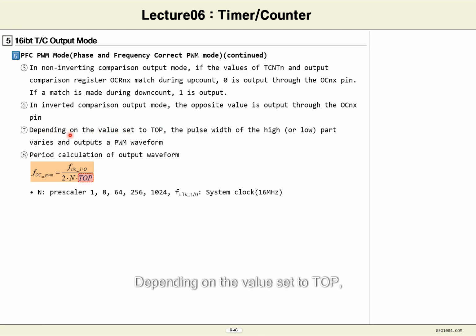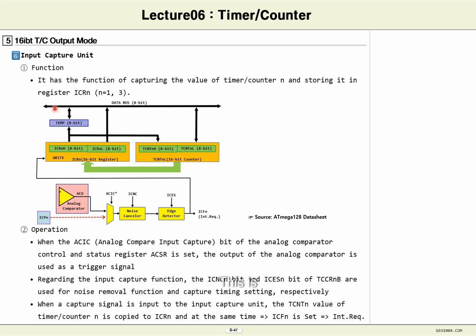Depending on the value set to top, the high and low part of the pulse width will vary and a PWM waveform will be output. The formula for calculating the period of the output waveform is as follows. I hope you know. Above, we have explained the phase and frequency correct PWM mode. This is the sixth content in the 16-bit timer counter output mode.